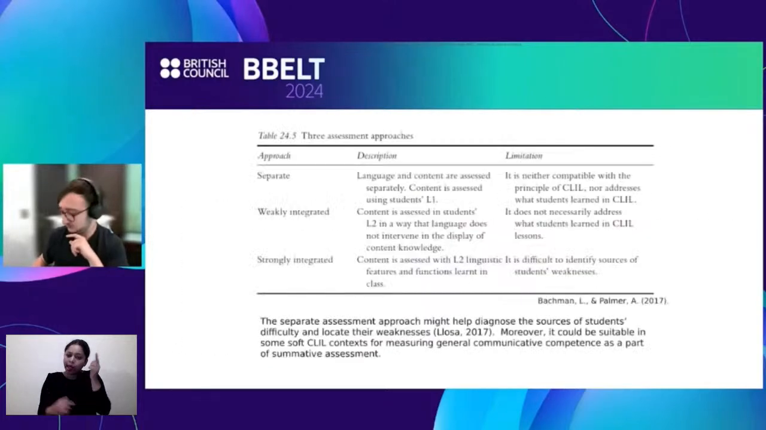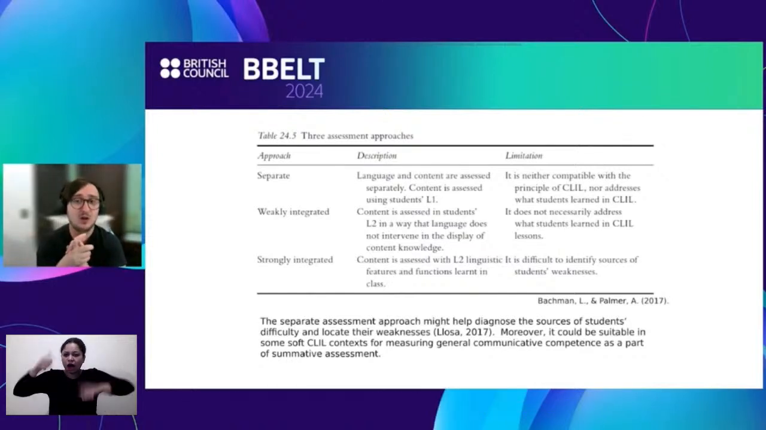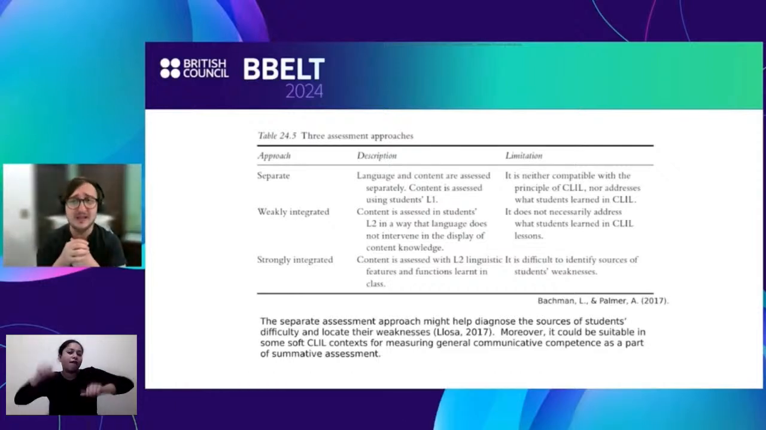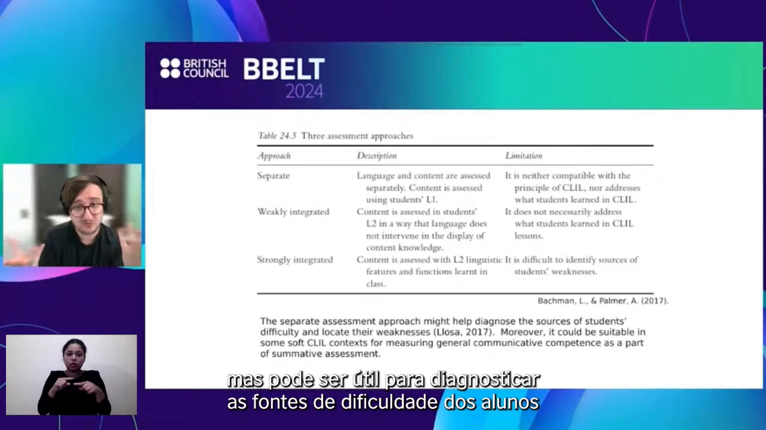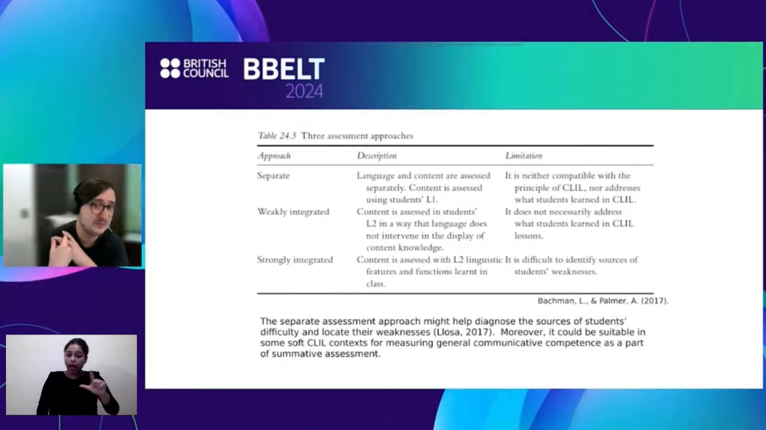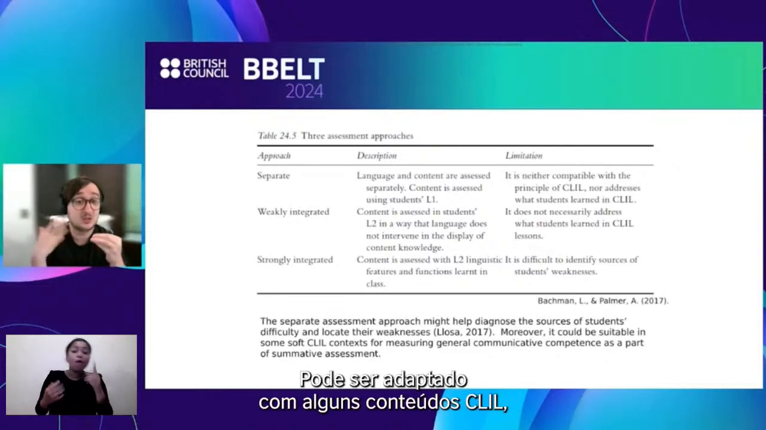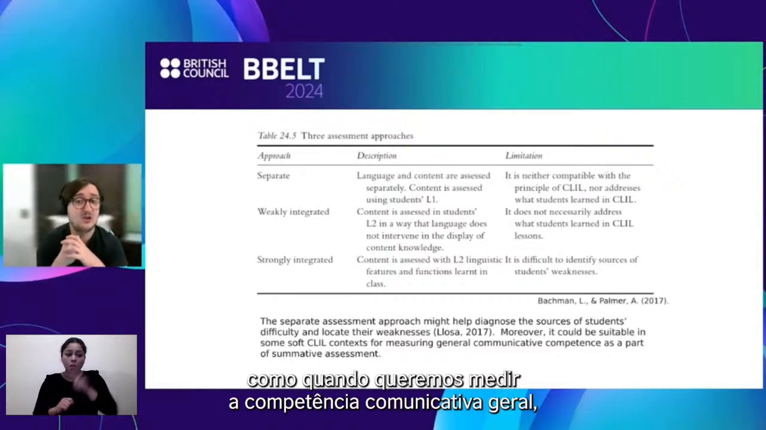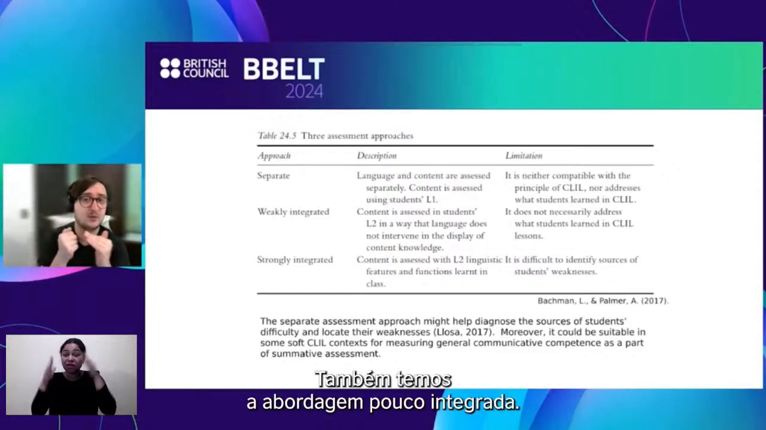Okay, so when we talk about assessment approaches in CLIL contexts, we can have a separate approach, which means assessing language and content separately. And this is not very compatible with the principle of CLIL, but it might be helpful to diagnose the sources of students' difficulty and to see where their weaknesses are. And it can be suitable in some soft CLIL contexts when we are thinking about measuring general communicative competences specifically.